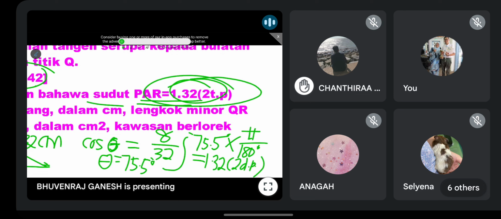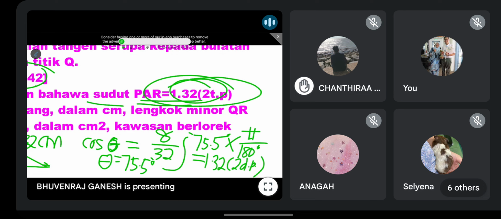Soalan A how to do? Okay, understand? Make sure kamu semua tahu macam mana nak buat soalan A. Okay, so next one. They ask you to find panjang lengkok minor QR. Okay, you want to find the minor arc QR. So guys, apa rumus kita nak guna kalau nak cari panjang QR? This one. What is the formula? Anyone know? Length of QR, panjang QR. What formula should we use? Rumus apa? Panjang. The keyword is panjang.